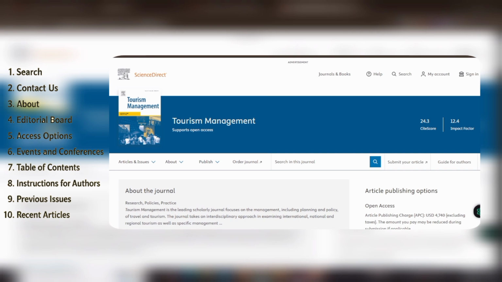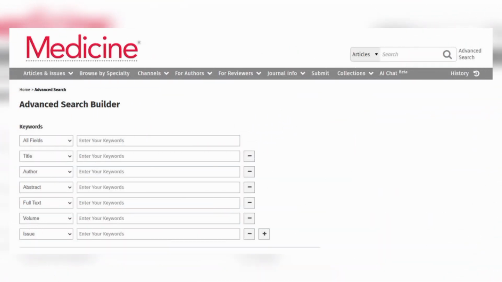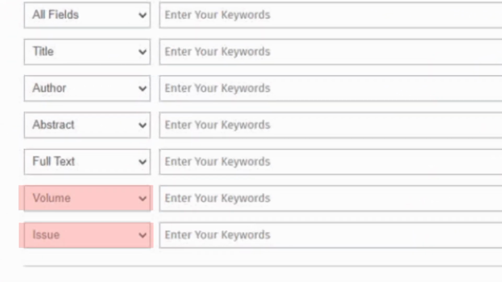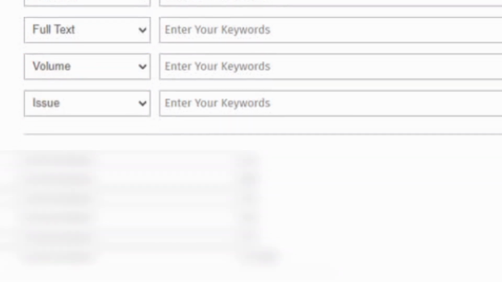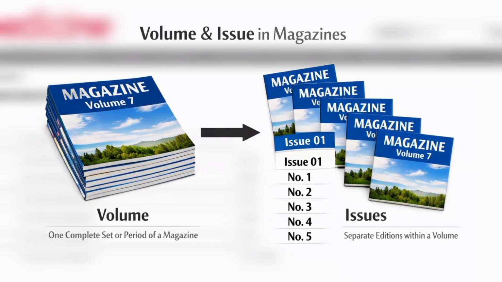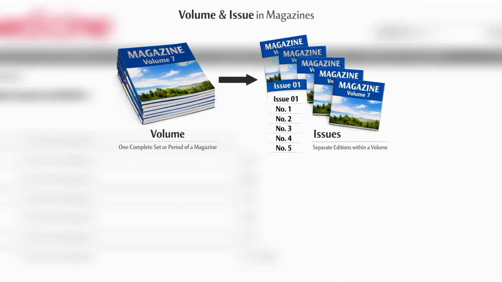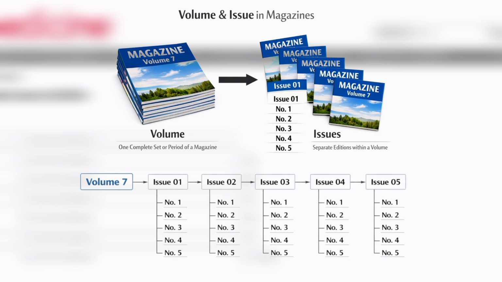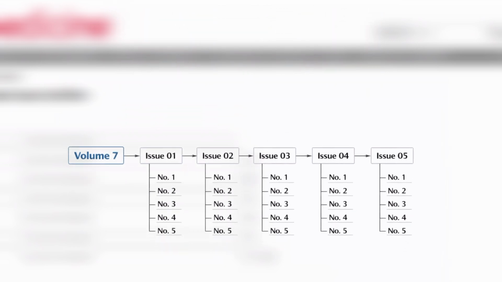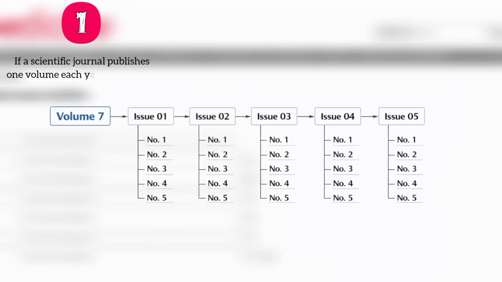In the advanced search section of many journals, you'll be asked for details like volume and issue numbers. Let me explain briefly. Imagine a journal called Journal of Science that has been publishing for 5 years. Since it's the 5th year, we're in volume 5. Most journals assign 1 volume per year. Within that year, the journal may publish multiple times, say 6 times. Each publication is an issue.